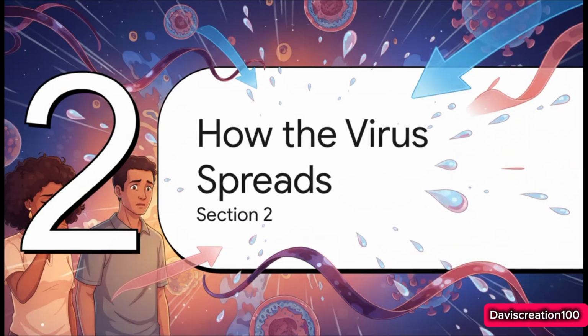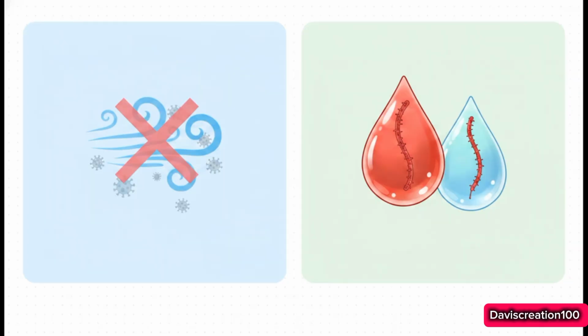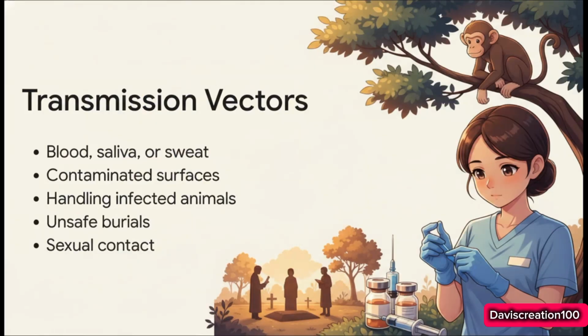Moving right along, let's look at Section 2, how the virus spreads. We are all so incredibly used to airborne viruses, right? Things like the flu or COVID-19 that literally just travel through the air. Well, Ebola does not do that. It is strictly a fluid-borne virus. It spreads exclusively through direct physical contact with infected bodily fluids. Honestly, dispelling that myth that it somehow floats through the air is the absolute first step in properly understanding your actual risk. So how does it actually jump from person to person?